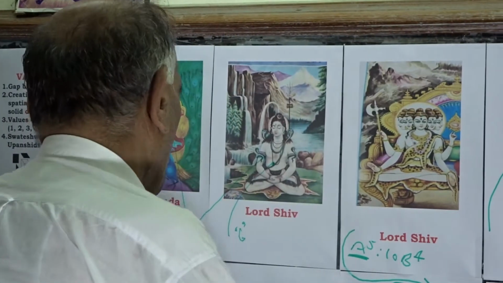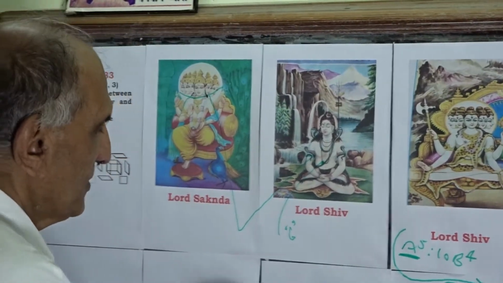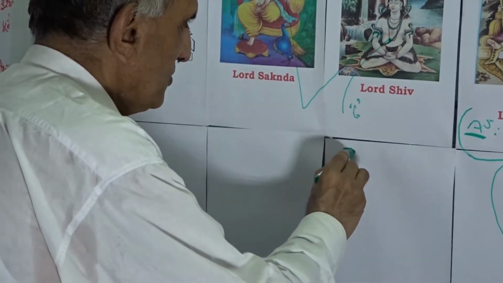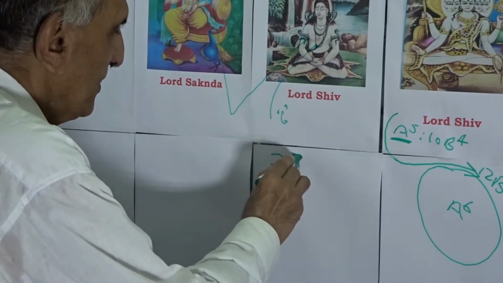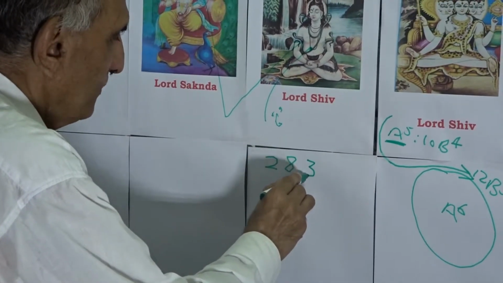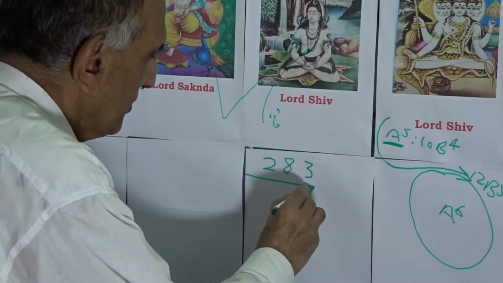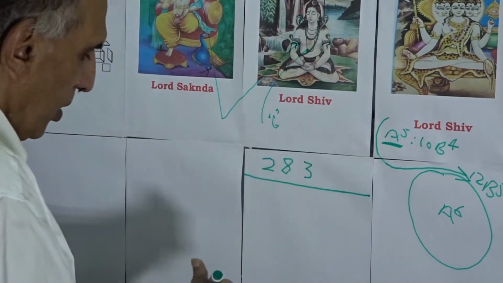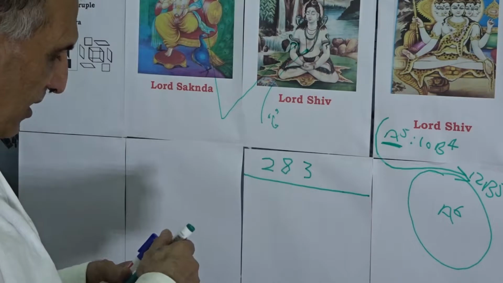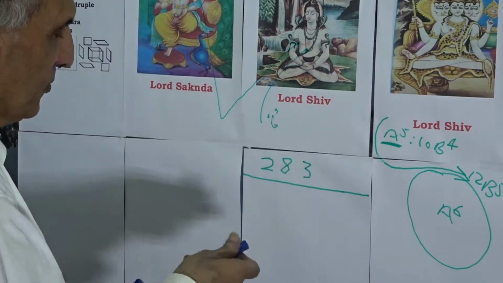Now let us have a revisit, a first visit, a fresh visit, a gentle, intimate visit to the formulation 283. Why is this formulation 283 very important? What are the inherent features of this particular formulation?